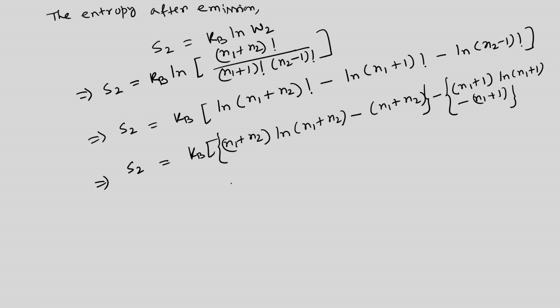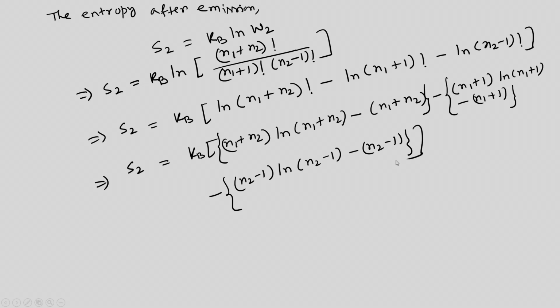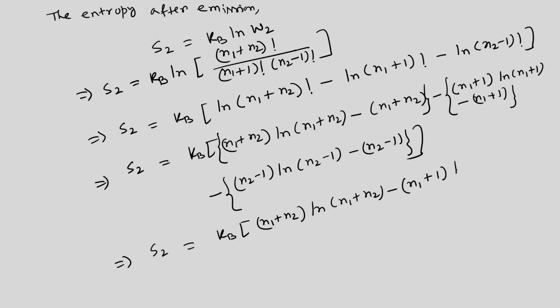And then we have one more term here. So if we simplify, we get S2 is Kb (N1 plus N2) ln (N1 plus N2) minus N1 plus 1 ln (N1 plus 1) minus (N2 minus 1) ln (N2 minus 1).